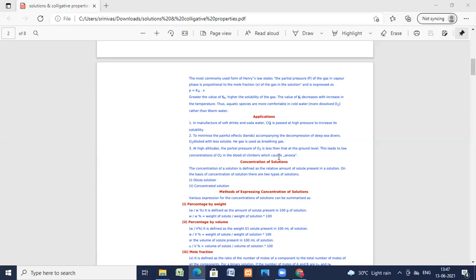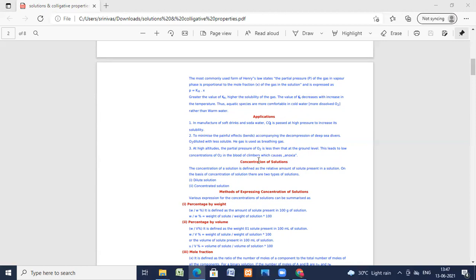So P is proportional to X. The mole fraction of the gas is proportional to the partial pressure of the gas, which is in the vapor phase. Now we'll see the concentration of solutions, and how they can be expressed.